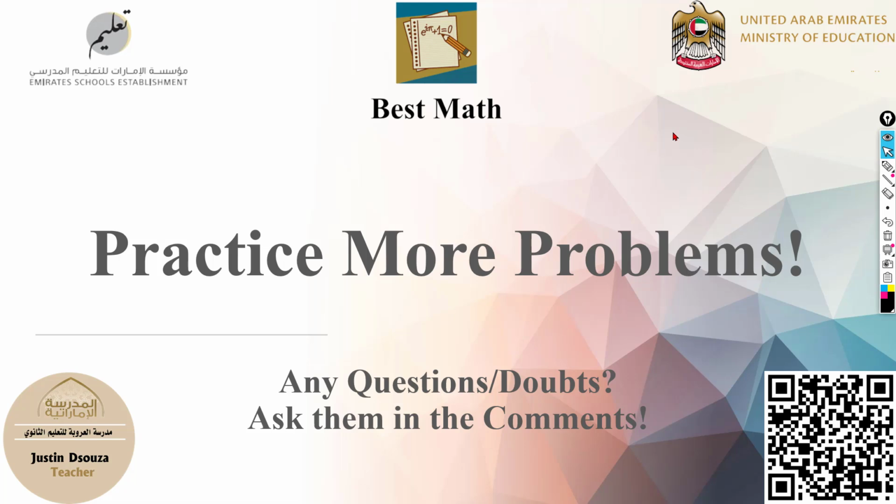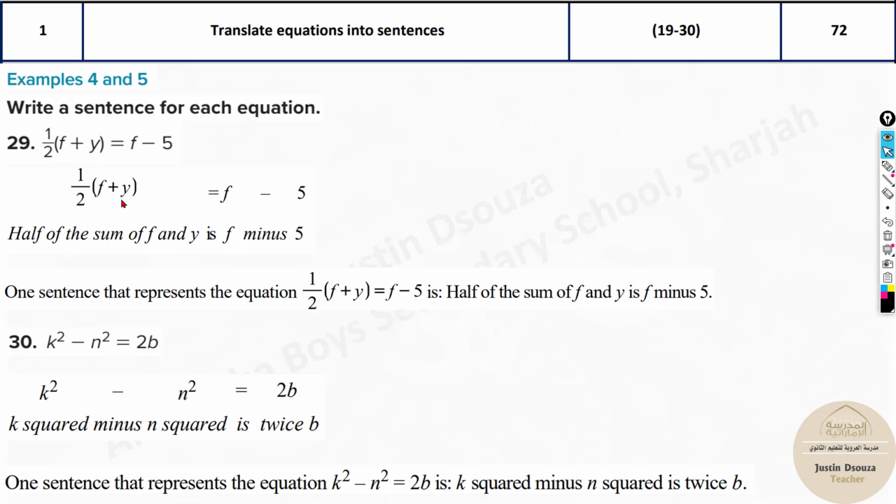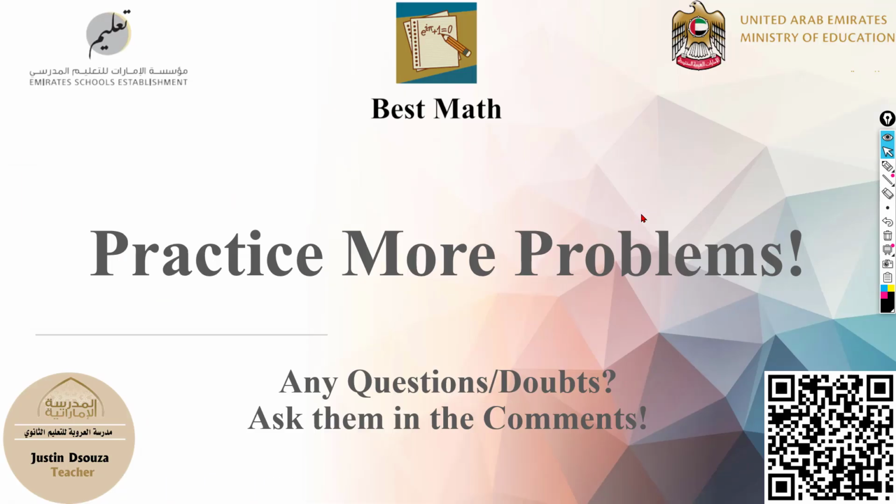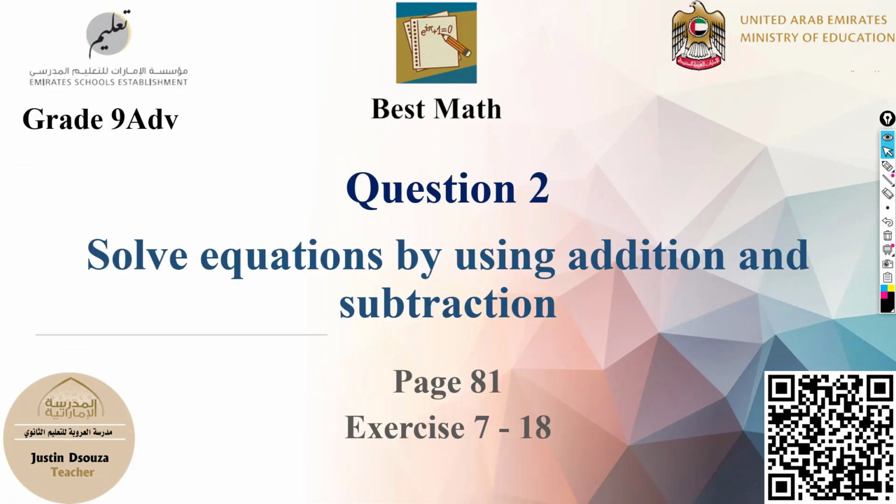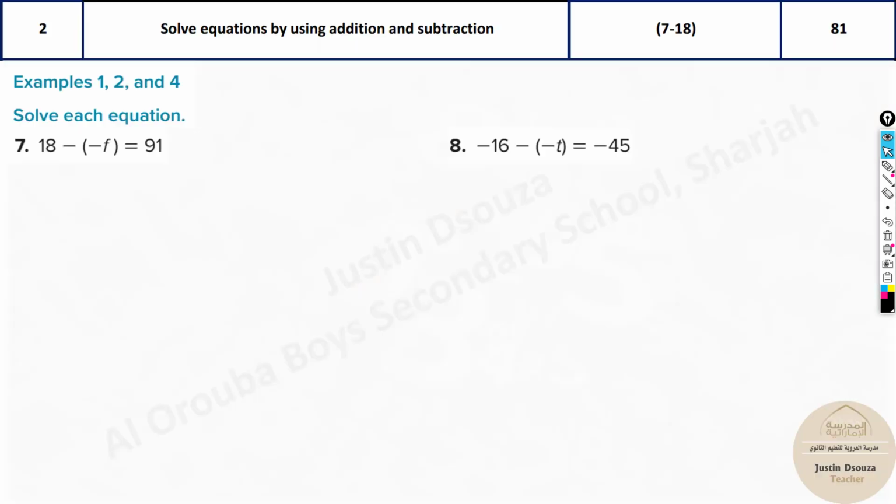Please try to understand the operations, that is plus, minus, division, multiplication, and look into all the 4 options and then select the correct answer. Question number 2 is to solve equations by addition and subtraction. Again, such an easy topic over here. You need to just solve these directly.